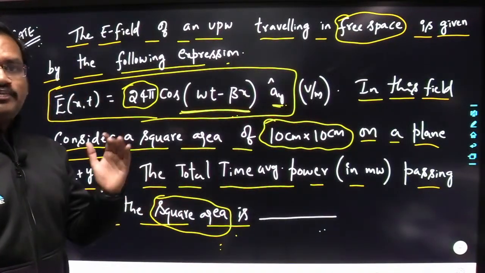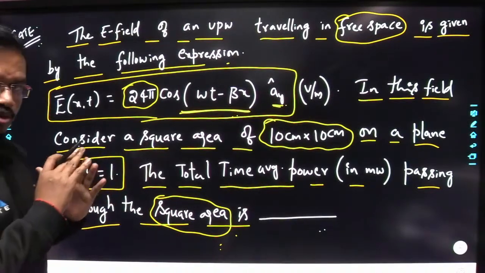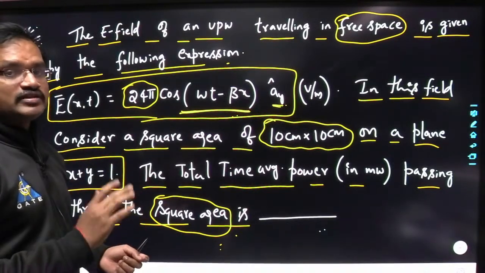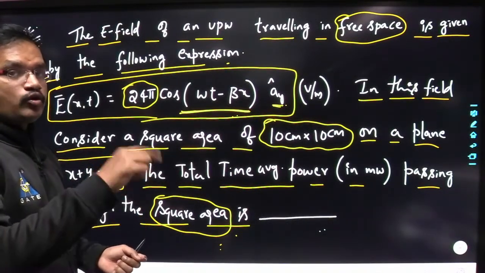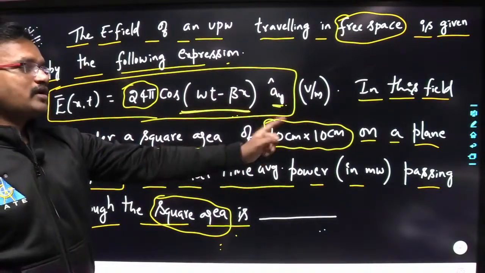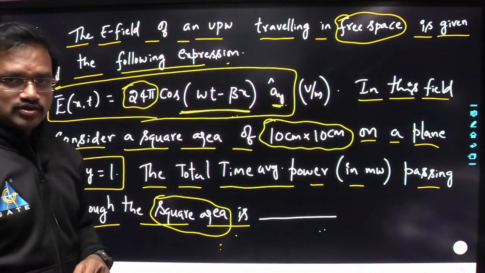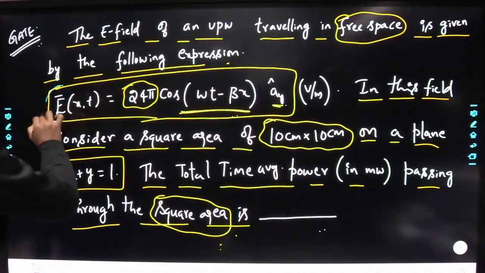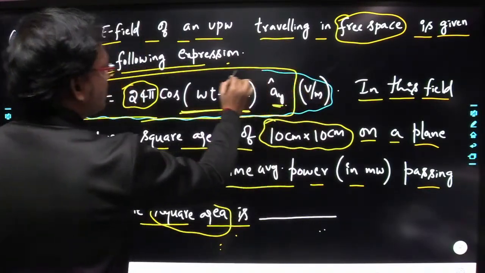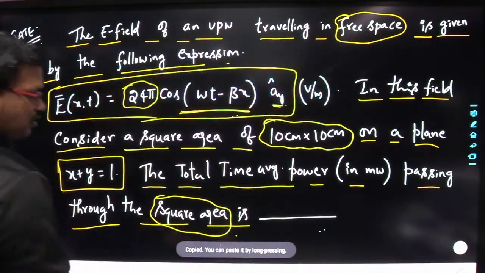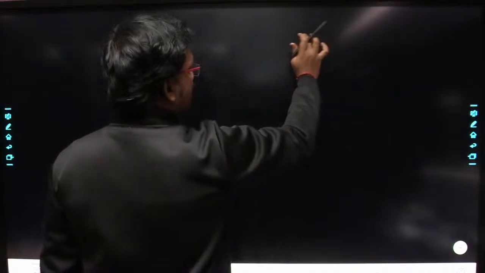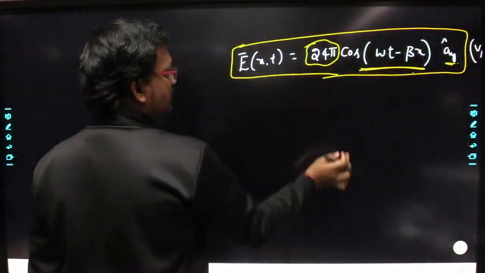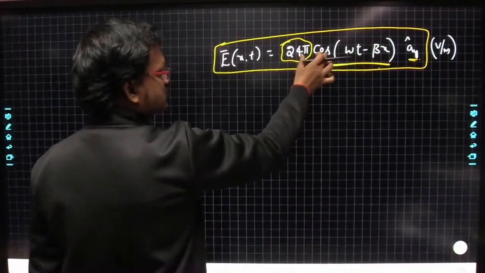Understood? They have given the plane equation, that is x plus y is equal to 1. On that plane they are asking what is the power that is flowing through a square area having an area of 100 centimeter square. So this is what they are asking. Okay, now see here. First let us take all the data they have given in the problem. First of all you have to analyze what they have given and what they are asking. Once you understand the problem clearly, then you can easily answer the question, right?